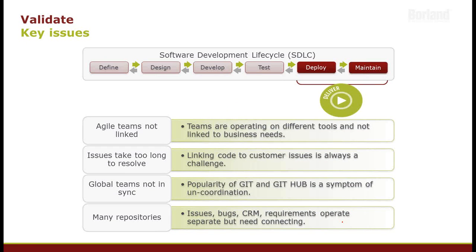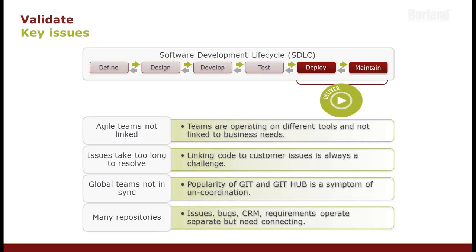Okay, now I'm moving on to deploy and maintain, where delivery is the key. Let's see what the key issues are here. Agile teams not linked. Today, we know that a lot of projects are getting into Agile. Everybody's talking about Agile. Everybody says we are Agile compliant. We have Scrum Masters in our projects, but we do see some issues there as well.